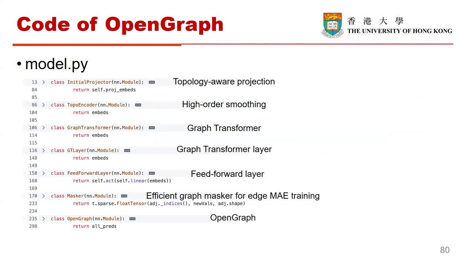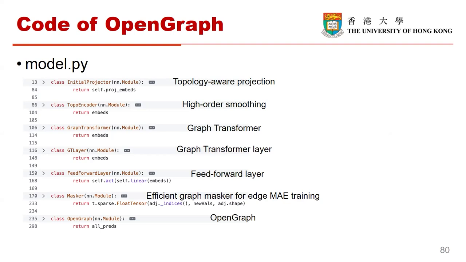And this is the structure of the model file. It contains several classes. The initial projector is for the topology-aware projection. And the topo encoder is the high-order smoothing. The graph transformer is our implementation for the graph transformer architecture, and we also implement the GT layer, the graph transformer layer. We also have a utility class for the feed-forward layer. And we also implement a masker, which can efficiently conduct graph masking for the edge MAE training. If you are interested, you are welcome to check this class.